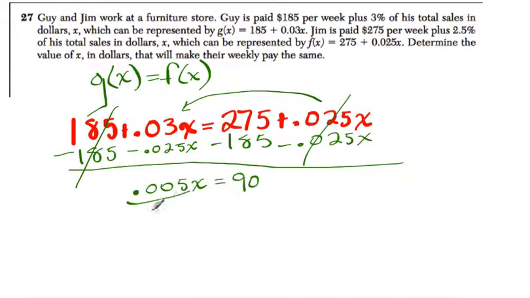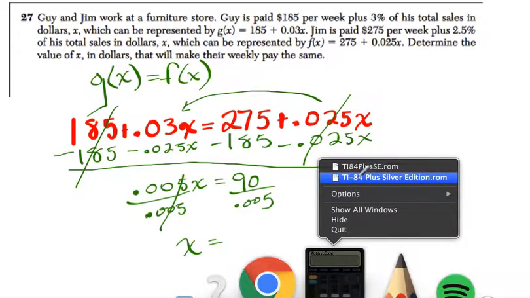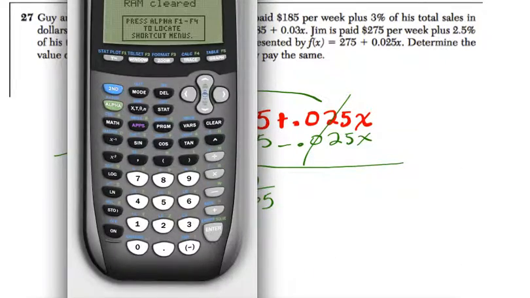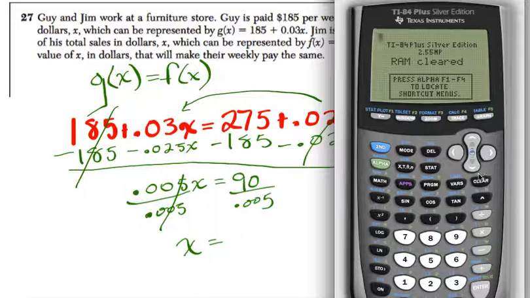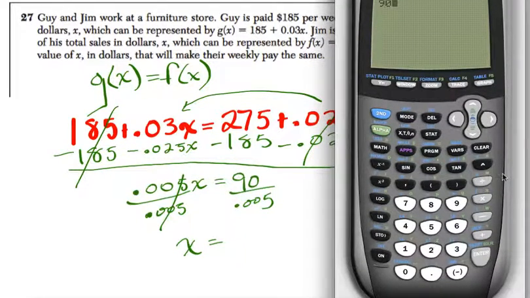Okay, and now if I divide both sides by 0.005, divide 90 by 0.005, I'm going to get 90 divided by 0.005. If you have to, and with some of the calculations we did earlier, you'd want to check on your calculator too. We're going to do 90 divided by 0.005, and we get 18,000.